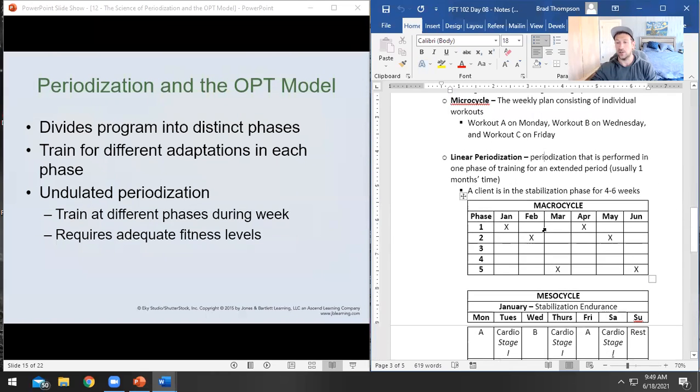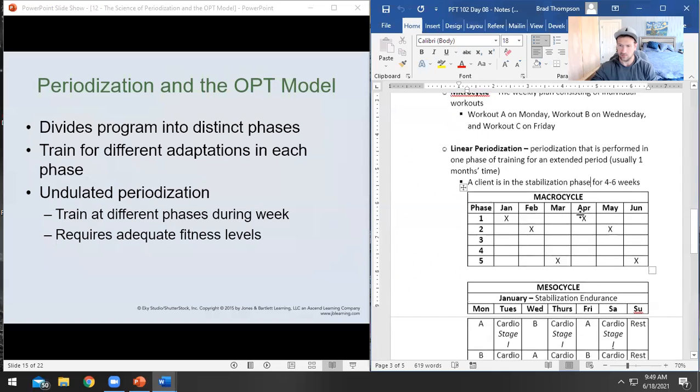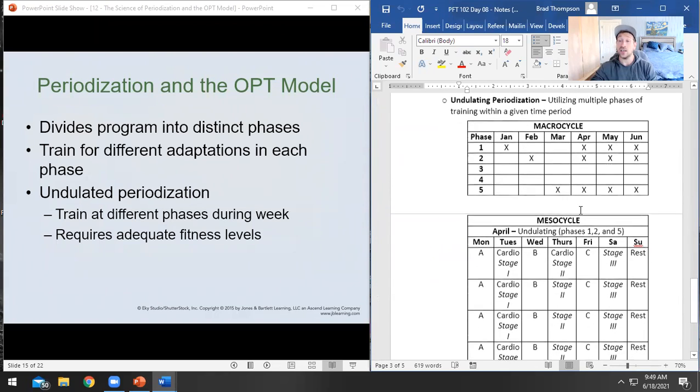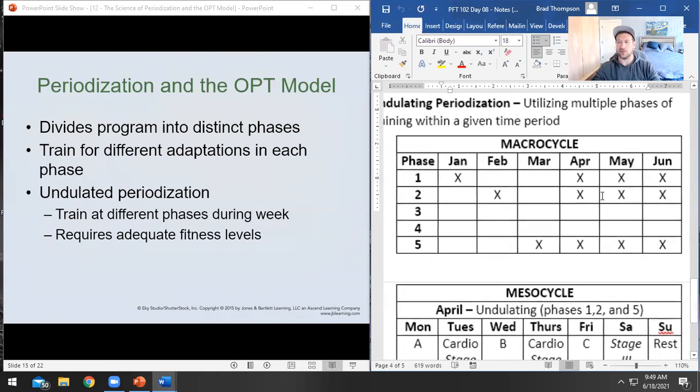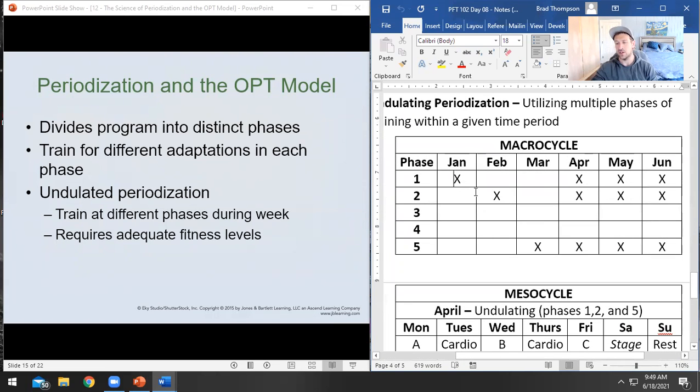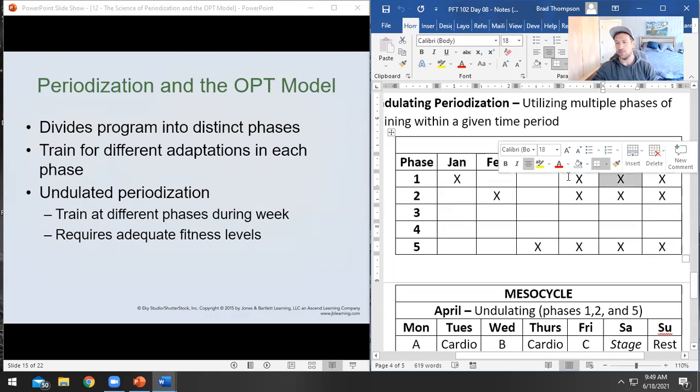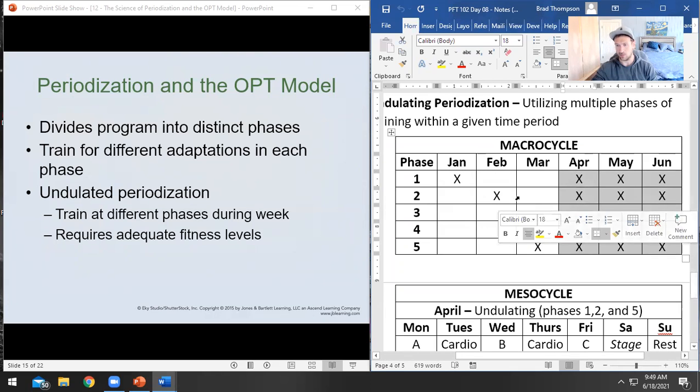Linear periodization is performed one phase of training for an extended period of time, usually 1 month, so 4 to 6 weeks, depending on how you're doing it. Undulating periodization actually utilizes multiple phases of training within a given time period. If we look at our macro cycle, you can see I've got a blend of linear and undulating periodization.